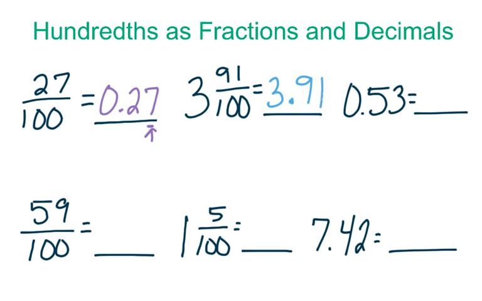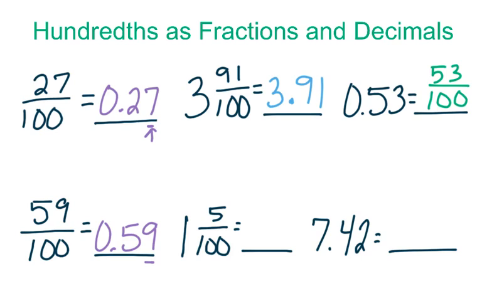53 hundredths, turn that into a fraction. We'd have 53 hundredths. 59 hundredths, turn that into a decimal. We don't have anything in our ones place, so we'd place our 0, and then we have 59 hundredths.